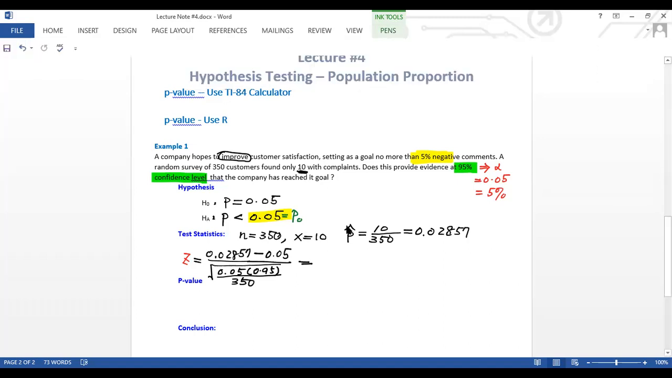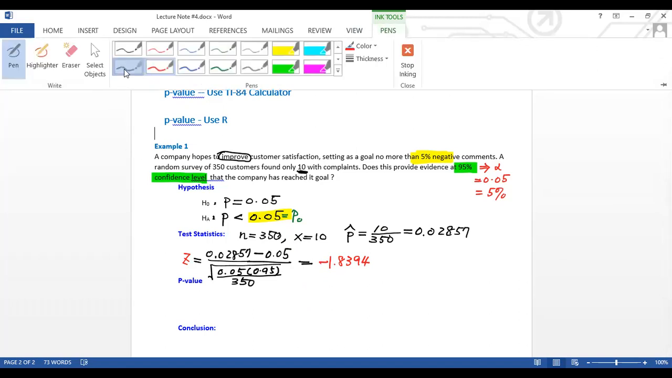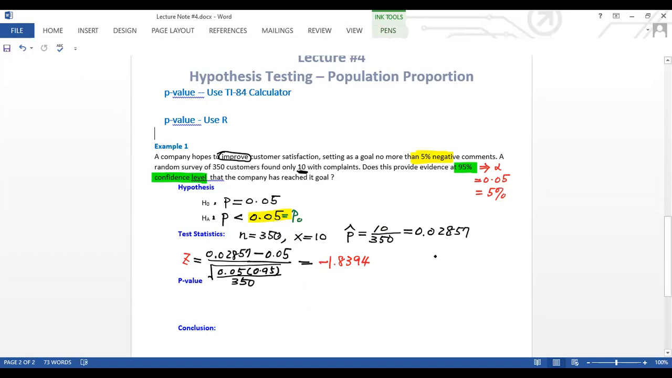Let me use the color pens here. So you will get your Z is negative 1.8394, okay? Now, if you don't have the fancy calculator, you don't know how to run R or the software, let's try to use the critical value. This is less than, so what type of test is this? This is a one-sided test, because it's less than, so it's this area.